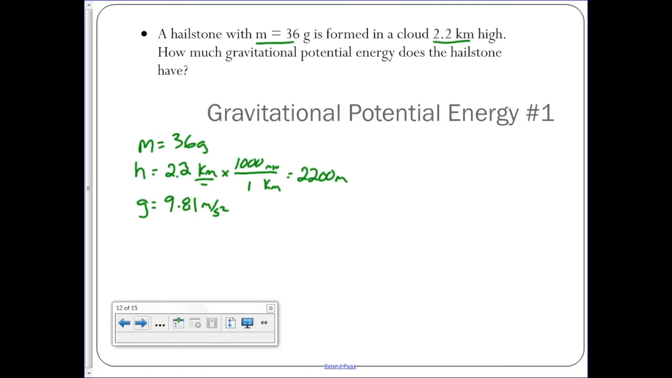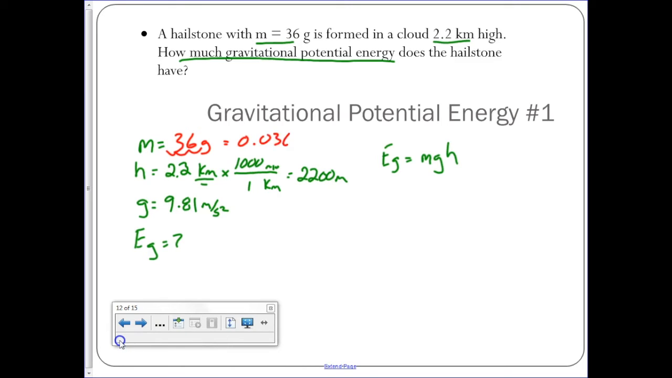Now we have everything we need to find Eg, our potential energy, because that's what we were looking at in the question. So Eg, we just plug into the formula and solve. mgh. So we have our 36 grams. Oh, sorry about that. We'd be given 36 grams. We'd have to convert that over as well. So again, since we're going from grams to kilograms, we move the decimal over 3 spots this way. So it's 0.036 kilograms.